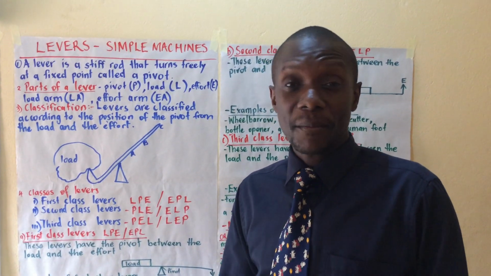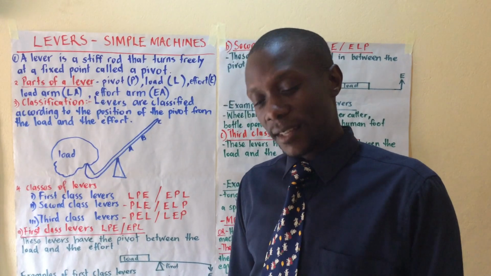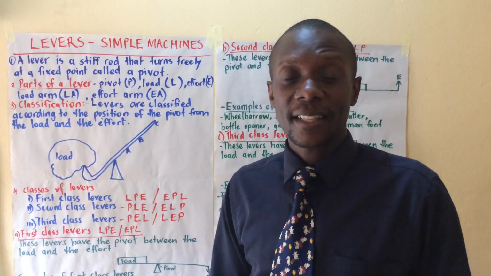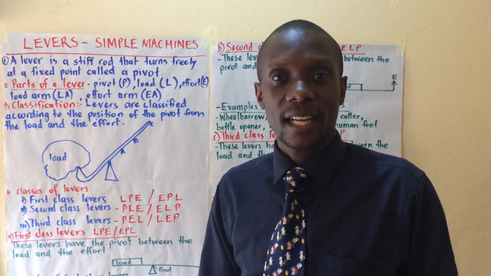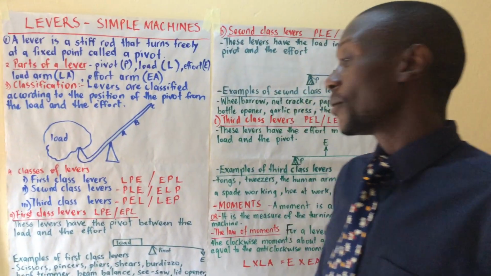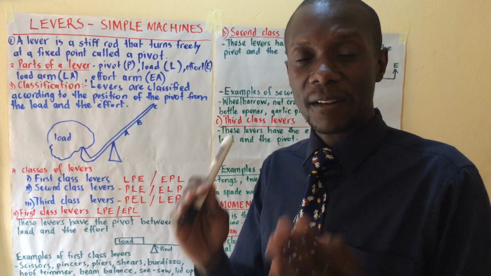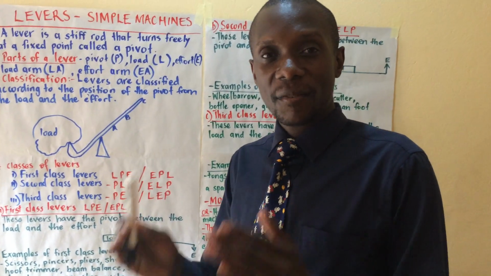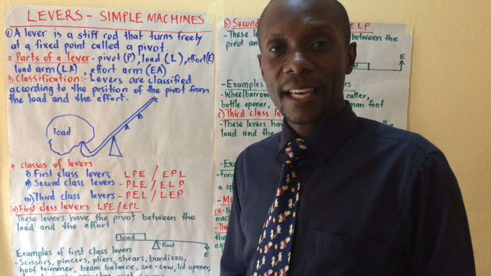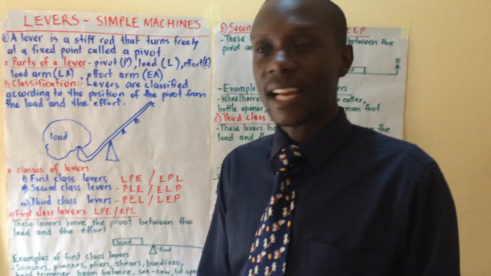We are going to look at the main parts of a lever. We shall identify the criterion that was used to classify levers. Then we shall look at the classes of levers. There are 3 classes of levers. We shall visit each class, define each class and identify examples of devices under each class.